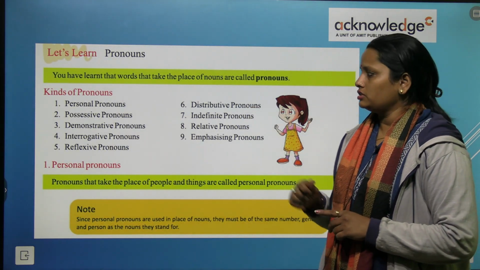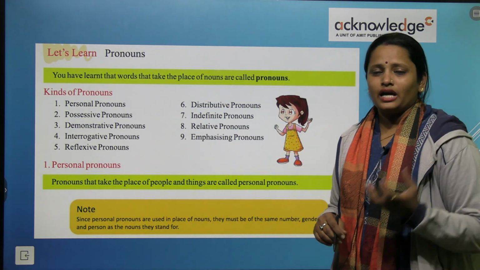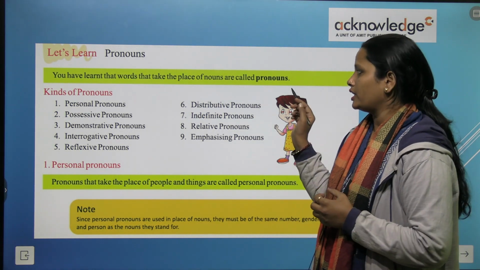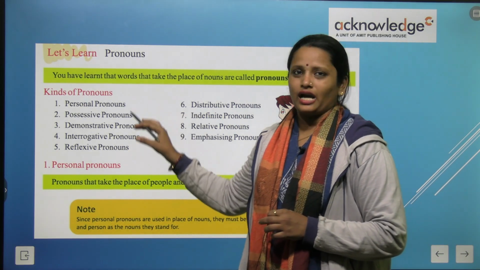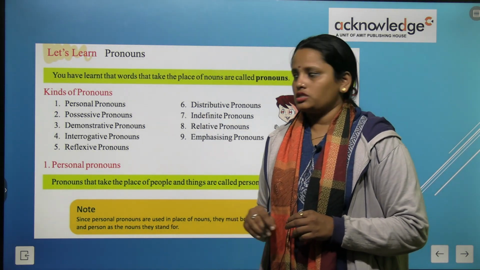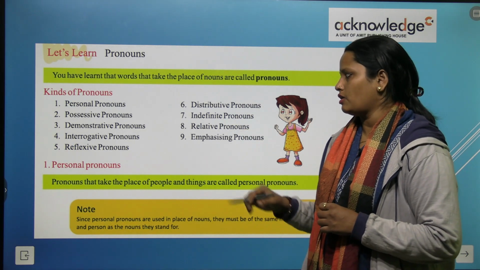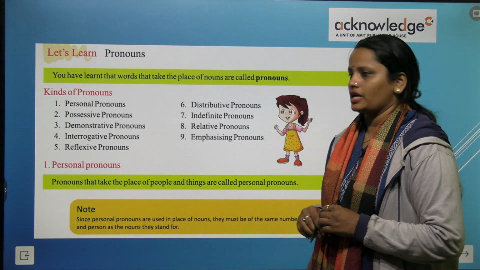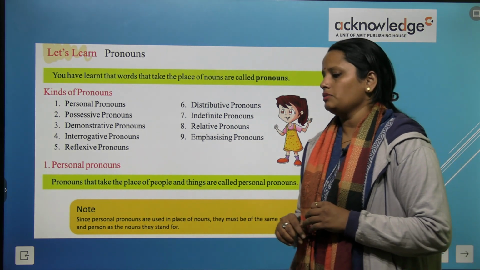You have learned that words that take the place of noun are called pronouns. So हमने पढ़ा है कि वो words जो noun की place पे use होते हैं उन्हें हम pronoun कहते हैं. So here some kinds of pronouns are given in this chapter. The first one is personal pronoun, possessive pronoun, demonstrative pronoun, interrogative pronoun, reflexive pronoun, distributive pronoun, indefinite pronoun, relative pronoun, emphasizing pronoun. So first topic that we are going to learn is personal pronoun.